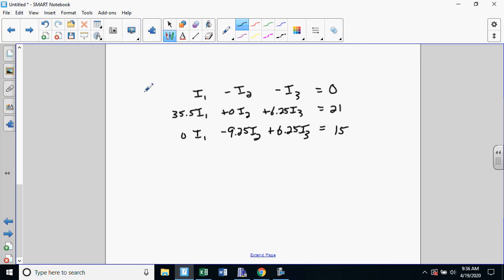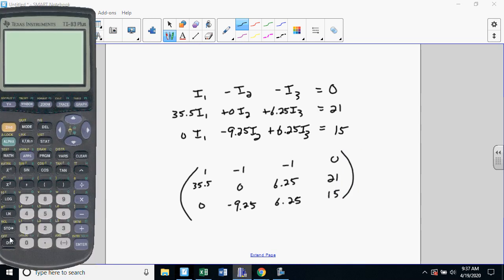All right, great. So now I need to extract the coefficients and the constant terms and put them into a 3 by 4 matrix. So this is going to be 1, 35.5, and 0, minus 1, 0, and minus 9.25, minus 1, 6.25, and 6.25. And then our constant terms, 0, 21, and 15. I'm going to go ahead and put them into my calculator as a matrix. So I go second matrix, and I want to edit because I'm adding a brand new matrix, and it is a 3 by 4. 3 rows by 4 columns.